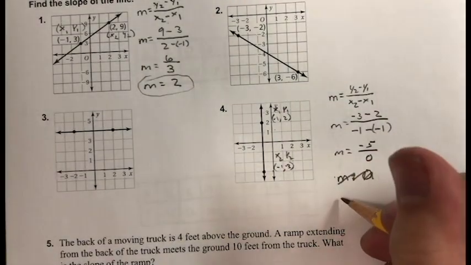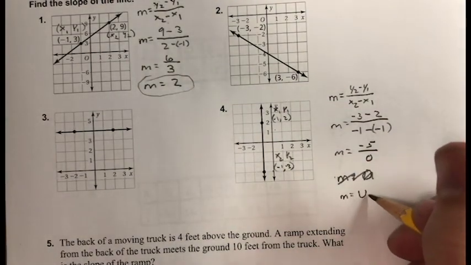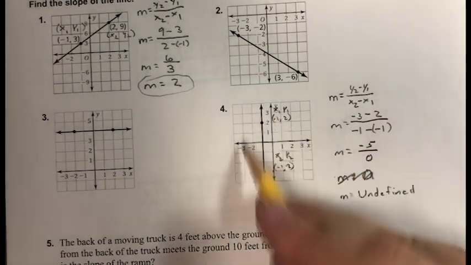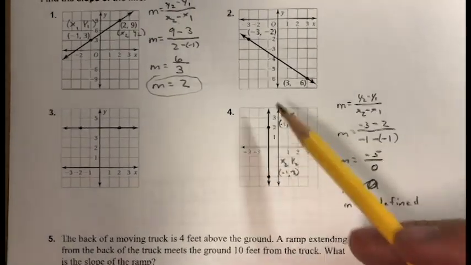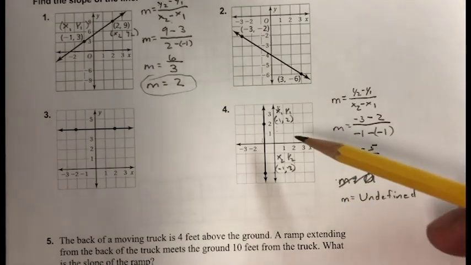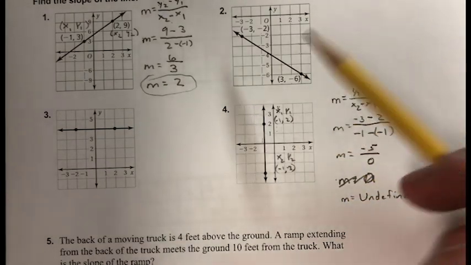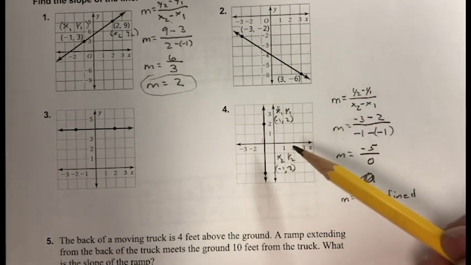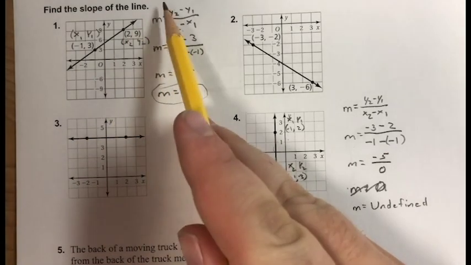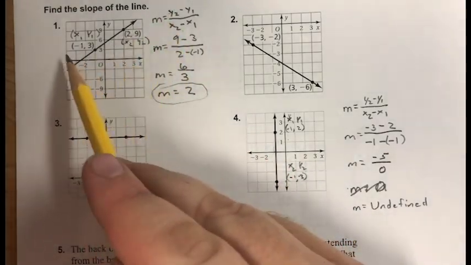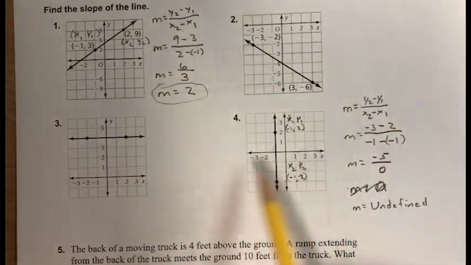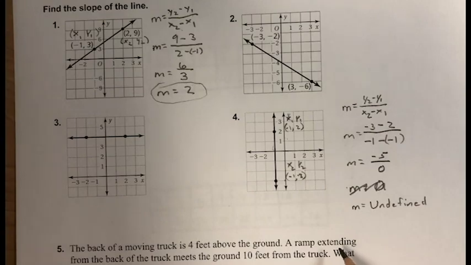It means that the slope here is what we call undefined. So this particular problem does not have a slope. Well, what do you mean? Well, it's a vertical line here. You cannot find the slope of a vertical line. It's not going anywhere. It just goes up and down, whereas with this one, it's going both up and down, but it's also going left to right. This only goes up and down, but it doesn't go left to right. So this one would be undefined.